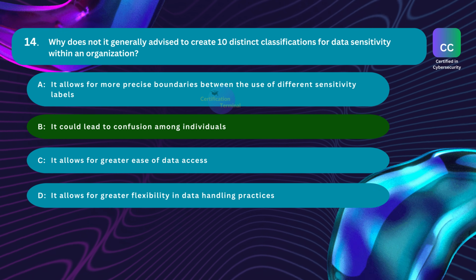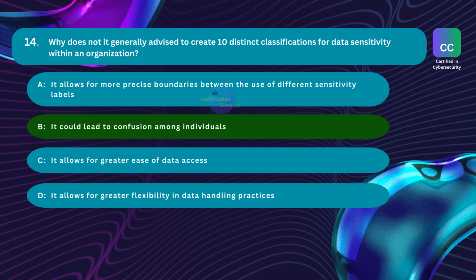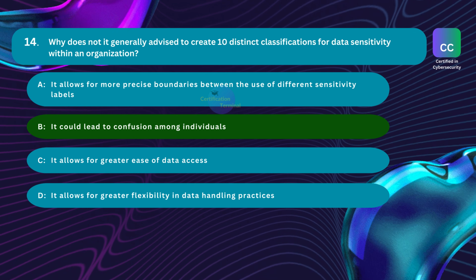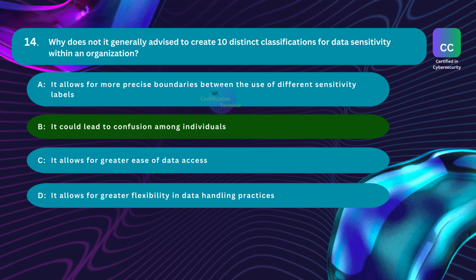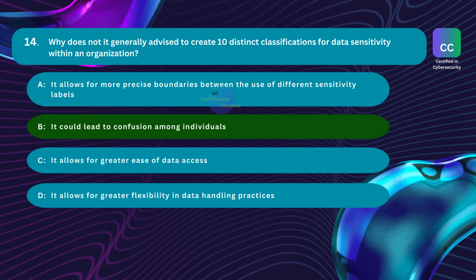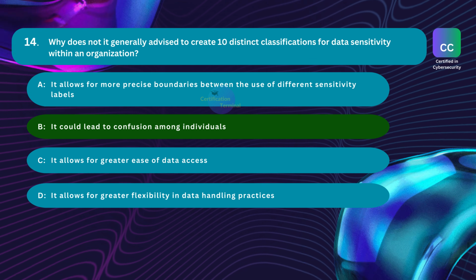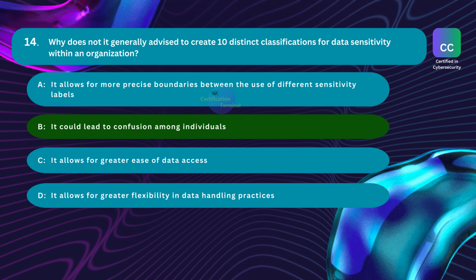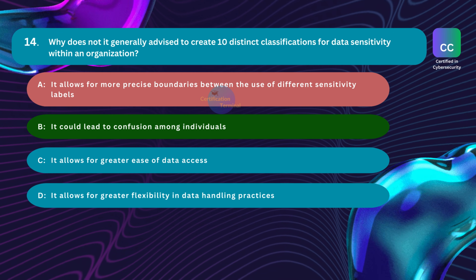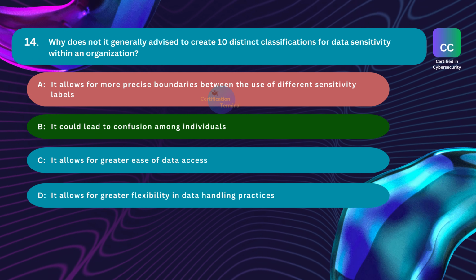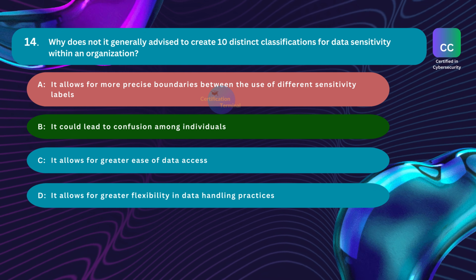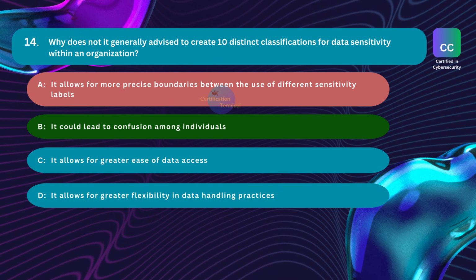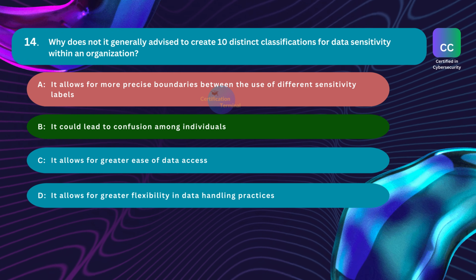Creating 10 distinct classifications for data sensitivity within an organization can indeed lead to confusion among individuals. Having too many categories may make it challenging for employees to accurately assign the correct sensitivity labels to data. This complexity can result in errors, misinterpretations, and inconsistent handling of sensitive information. Option A, it allows for more precise boundaries between the use of different sensitivity labels, is incorrect. While having more classifications might seem like it could offer precision, too many categories can actually complicate the process, leading to less clarity and more confusion.